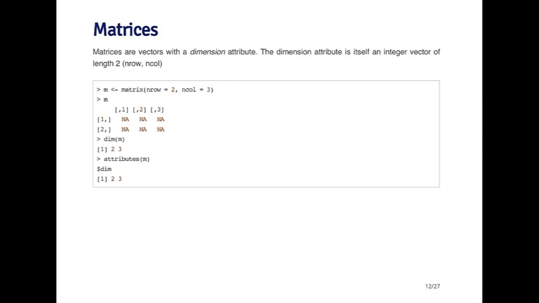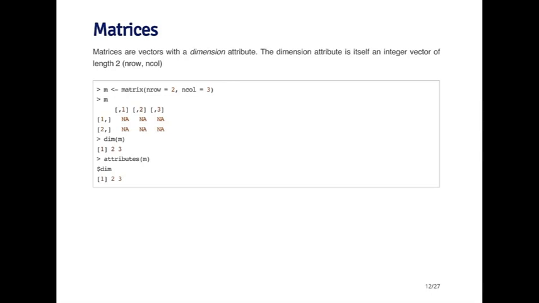I can create an empty matrix with the matrix function, and I can explicitly say how many rows and how many columns there are. This is not the only way to create a matrix, but it's one way. When I auto-print the matrix by typing the object M and hitting enter, you'll see that the matrix is initialized with NA values, so there's no values in here. And you can see that there are 2 rows and 3 columns, and they're labeled by the numbers in the brackets.